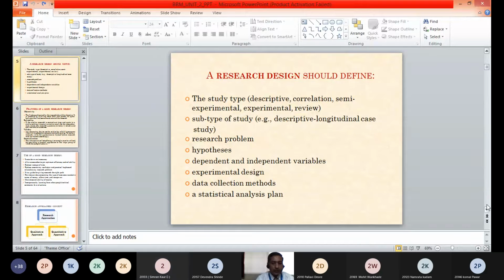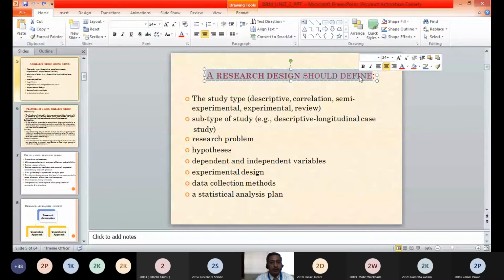So what does a research design include? What are the different contents of a research design? A particular research design should define or include all the following different activities, or you may say components. So a research design should have all these different components.